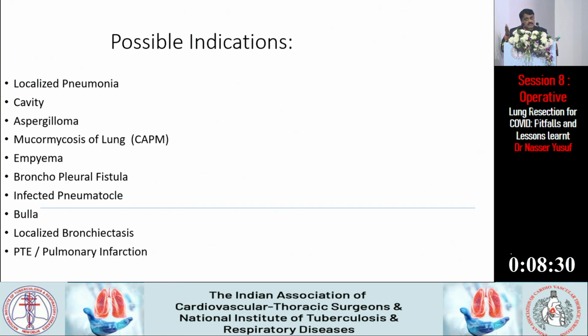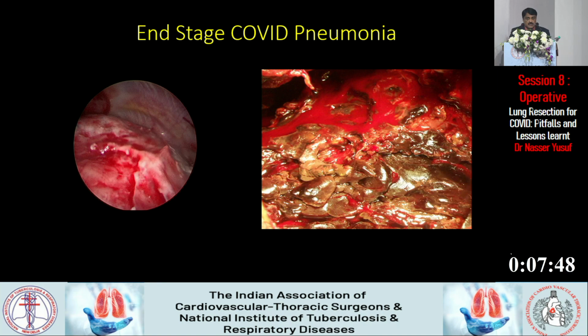And over a period of time, burning our fingers, a certain picture emerged, and we could help patients who had localized pneumonia, non-resolving, not responding to the classical, usually it's Klebsiella and staph, not responding to vancomycin, linezolid, or cephalosporins and quinolones. Those cavity, aspergilloma, COVID-associated pulmonary mucormycosis, empyema, BPF, infected pneumatocele, bulla, localized bronchiectasis, and pulmonary thromboembolism, all these can benefit from surgery.